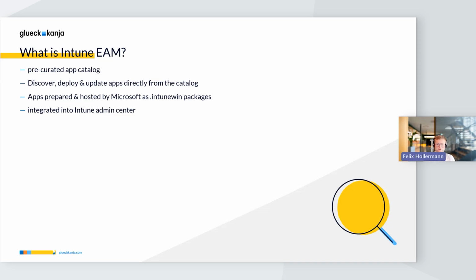The great thing is that these apps come as ready-to-use packages, meaning Microsoft already prepares and hosts the file, so you don't have to package anything yourself. This makes deployment really simple. You just browse the catalog, pick your app and deploy it. Updating apps works the same way. And the best part, everything is built into the Intune Admin Center, so no extra tools or external portals are needed. It's all in one place.